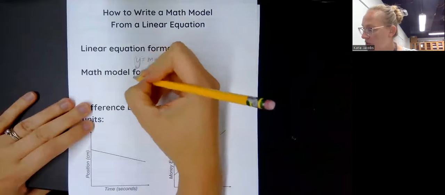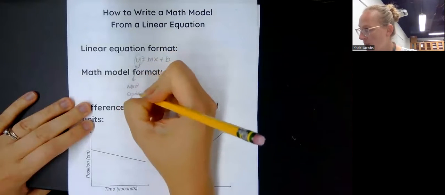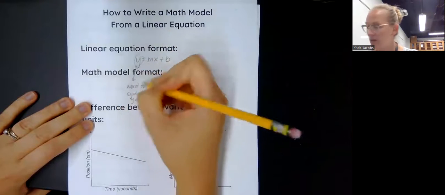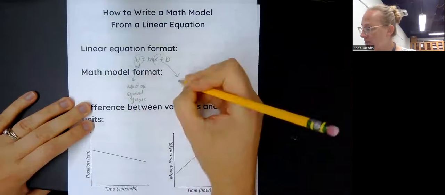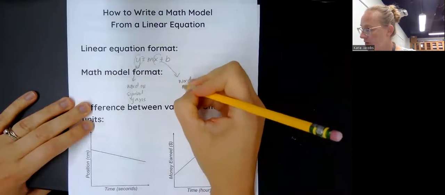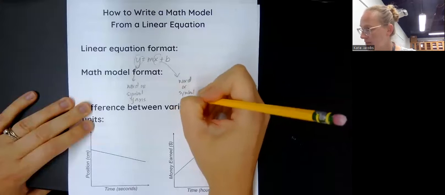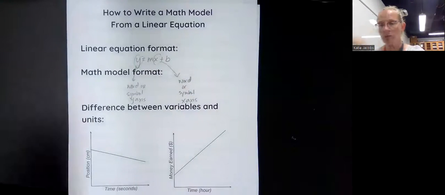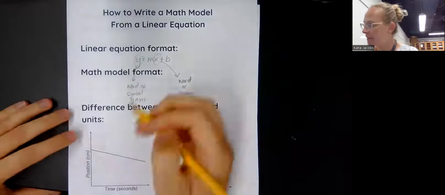So this will be a word or a symbol from the y-axis of your graph for the y variable. And the x variable will be the same, a word or symbol from the x-axis. So we're replacing our y and our x with what really was the y variable and what really was the x variable, to make it more meaningful in terms of physics.